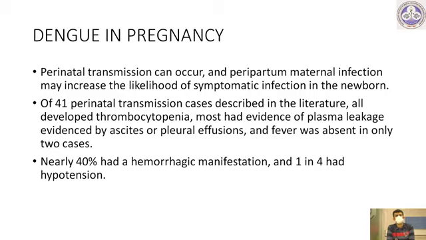Now, a slide regarding dengue in pregnancy. Perinatal transmission can occur, and peripartum maternal infection may increase the likelihood of symptomatic infection in the newborn. Of the 41 perinatal transmission cases described in the literature, all developed thrombocytopenia and most had evidence of plasma leakage, evidenced by ascites or pleural effusions, and fever was absent in only 2 cases. Nearly 40% had a hemorrhagic manifestation, and 1 in 4 had hypotension.